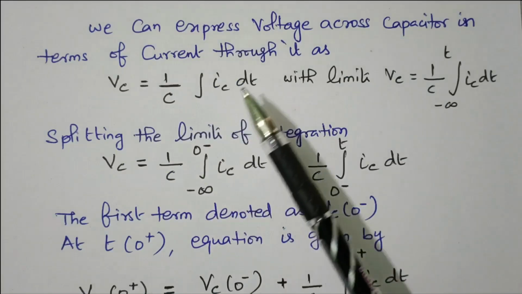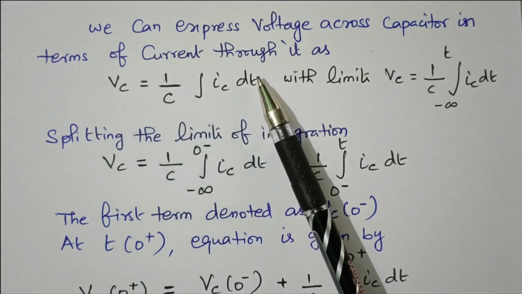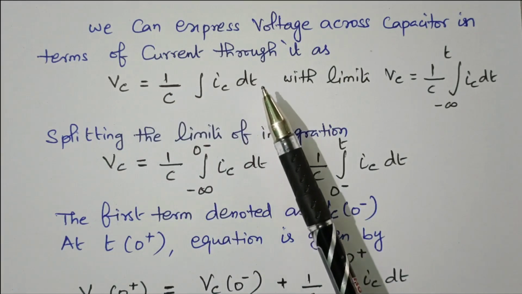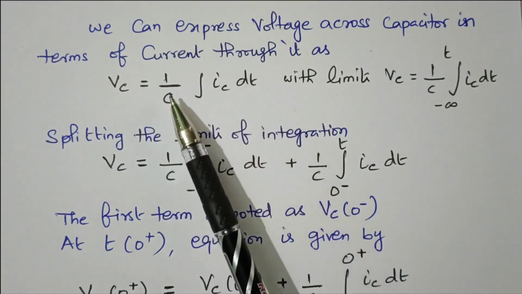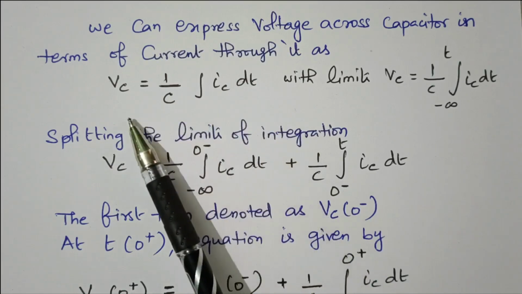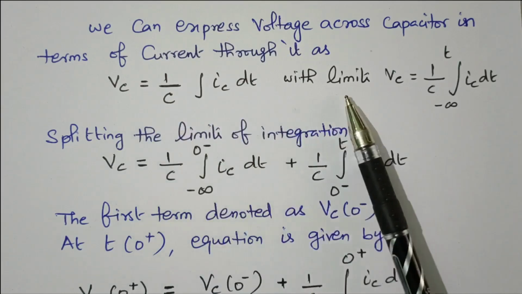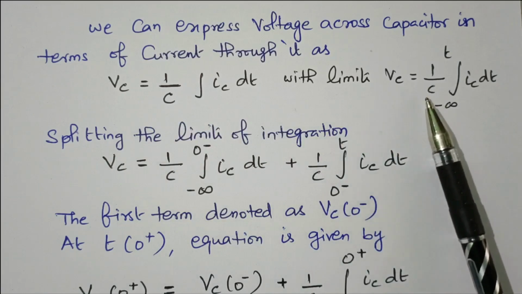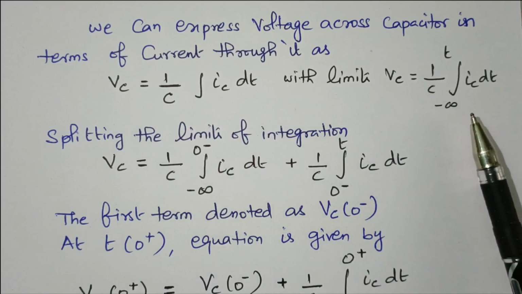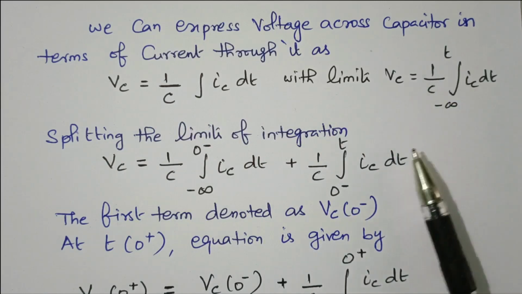Now we can express the voltage across the capacitor in terms of the current. Earlier we discussed the current through the capacitor IC. By rearranging that equation, VC equal to 1 divided by C integral IC dt. So this is the voltage across the capacitor. With the limits, VC equal to 1 divided by C integral from minus infinity to T of IC dt. Right, so the charging is from minus infinity to time T.